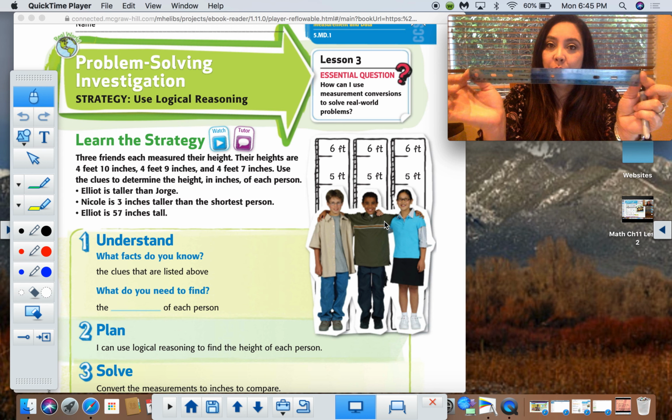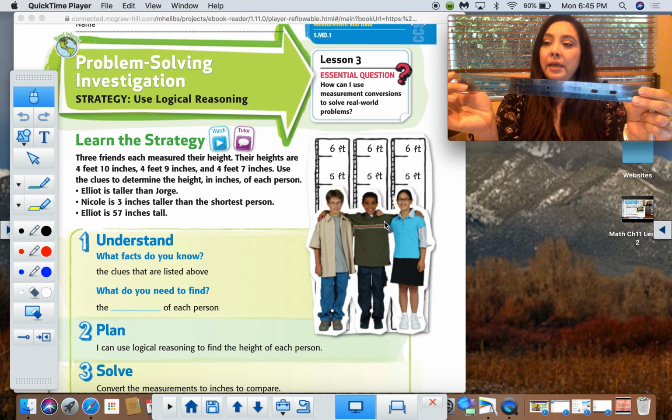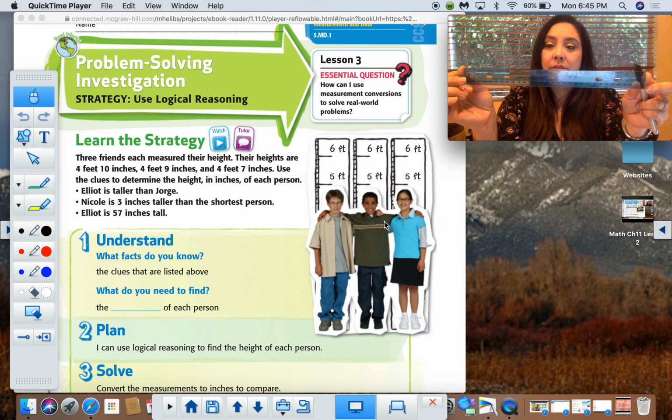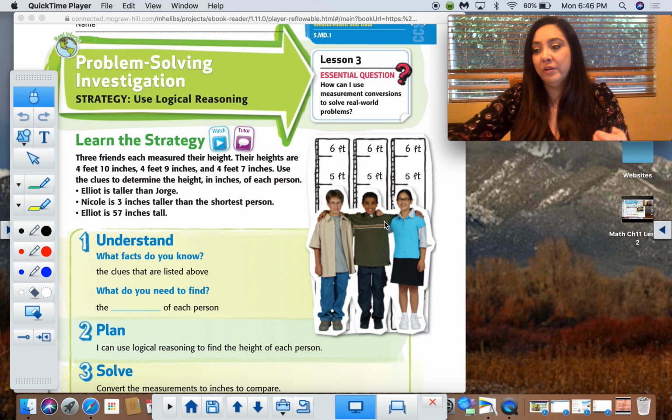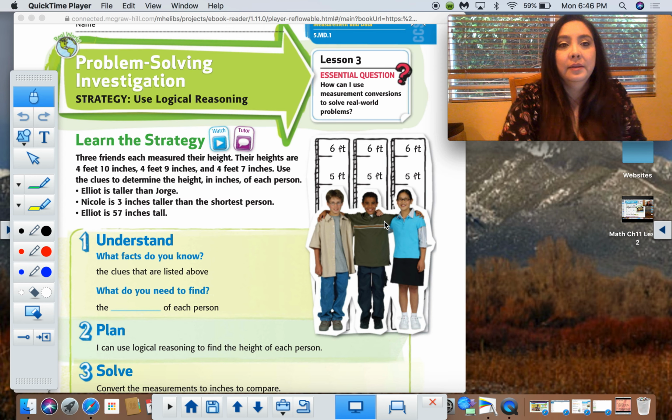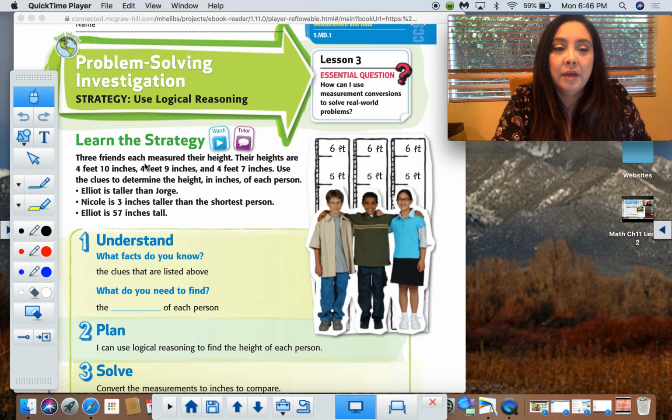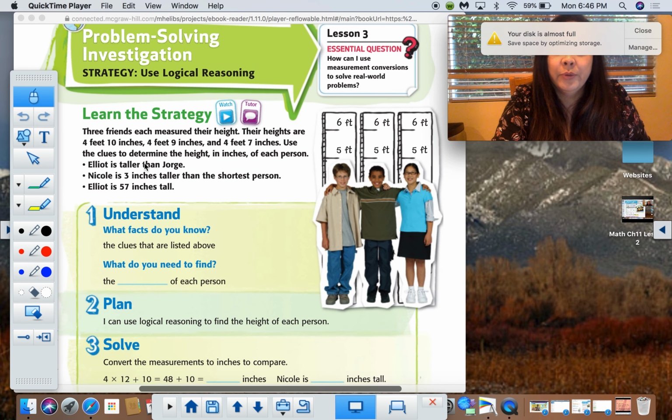When you're thinking about a ruler, this is 1 foot, and it's also 12 inches, okay? So 12 inches is equal to 1 foot. 1 foot is equal to 12 inches. Let's get started. Let's talk about example number 1. We're going to learn the strategy.